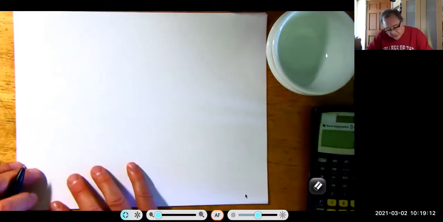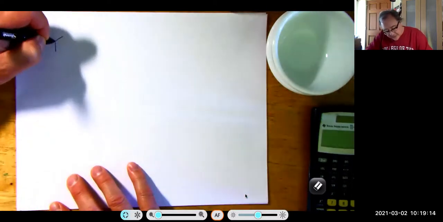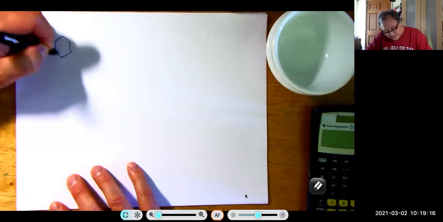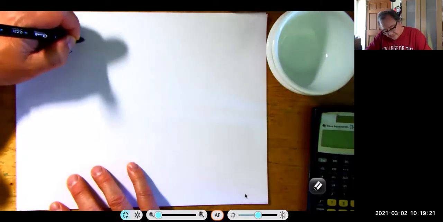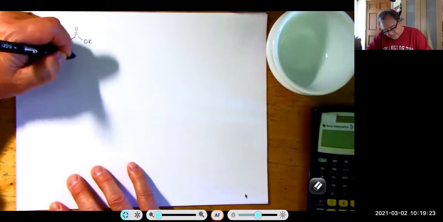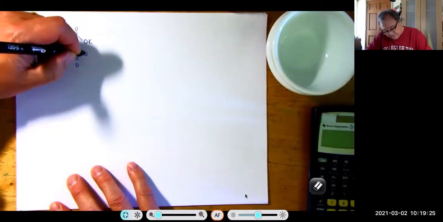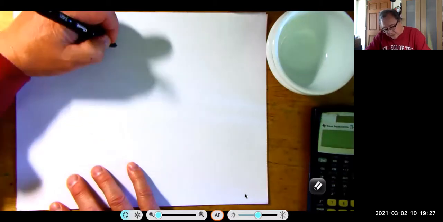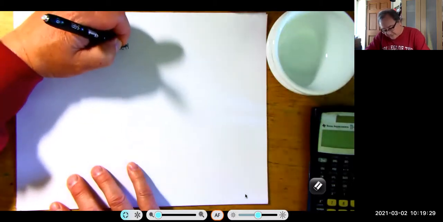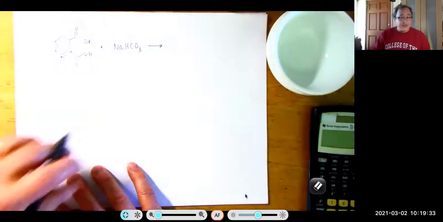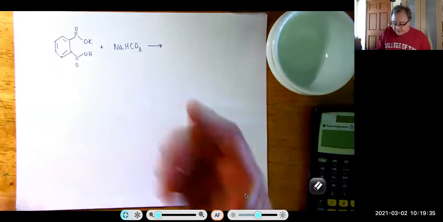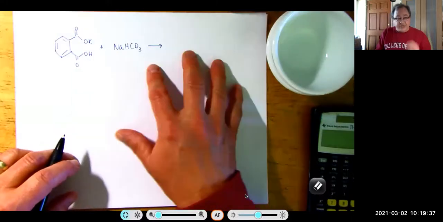So we're not working with sodium hydroxide. What are we going to do? Well, what we're going to do is take that potassium hydrogen phthalate and react it with sodium bicarbonate. So this is one of those gas forming reactions, and part of your job is to figure out what the balanced reaction looks like.